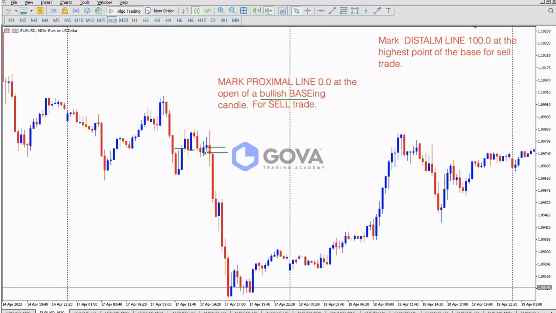I believe you can see that this is the candlestick that has its opening at the lowest area out of all these 3 or 4 bullish candles. This one here, you understand? That is going to be our proximal line, okay? Our distal line, remember, is at the highest point of the base. So we are going to mark our proximal line here, and our distal line here.